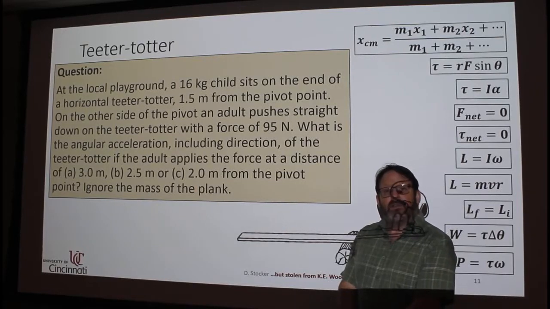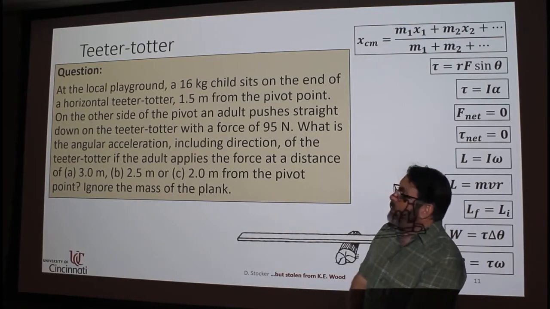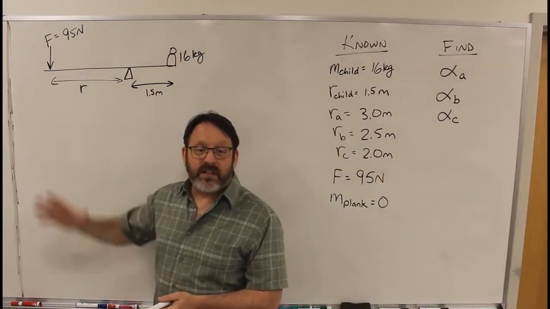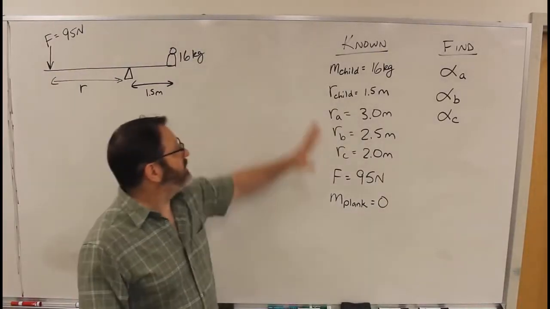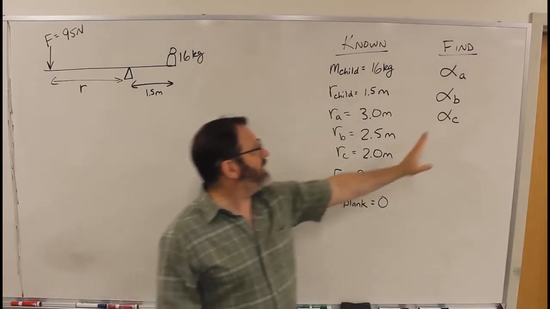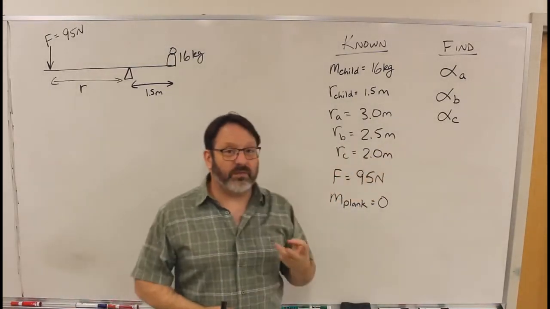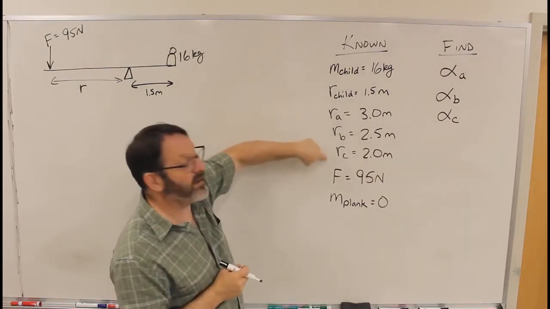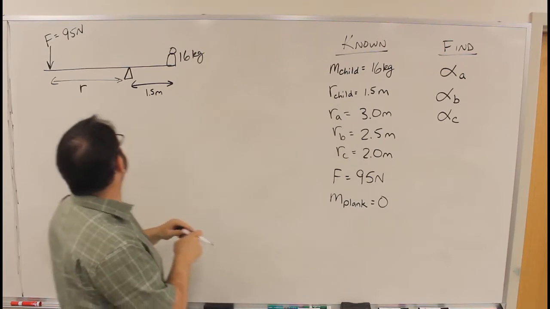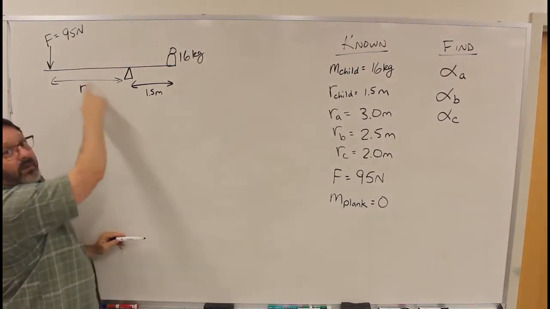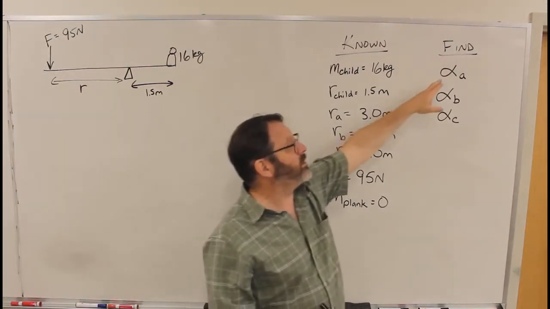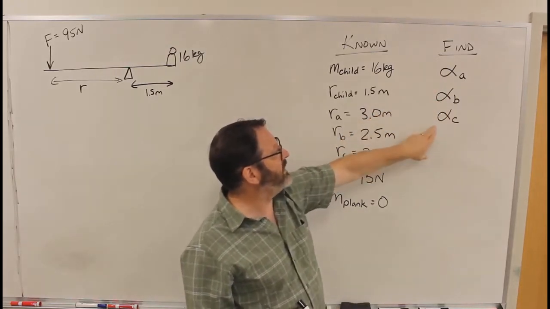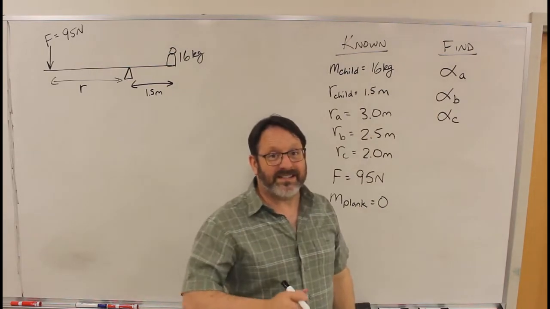In this video, I'll solve this question about torque on a teeter-totter. The first thing I did was draw a picture and then make a list of our knowns and our unknowns. We actually have three parts, part A, B, and C, so I put RA, RB, and RC as the three different distances that go here with the force. And then what we're looking for is angular acceleration A, angular acceleration B, and angular acceleration C.